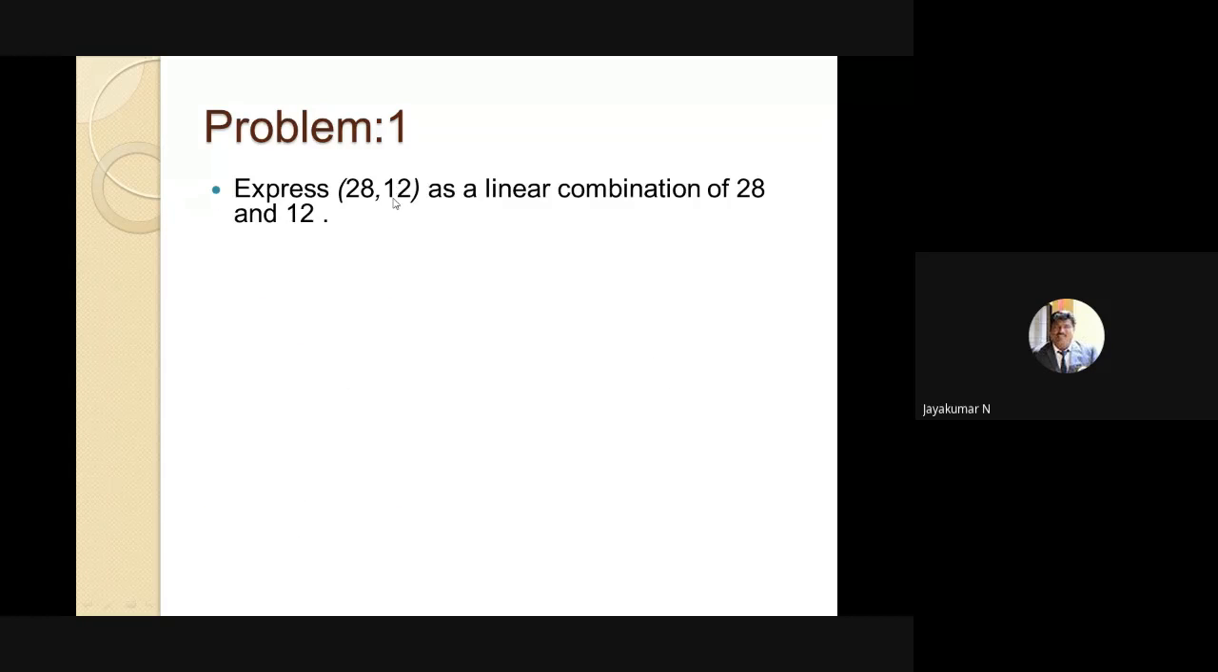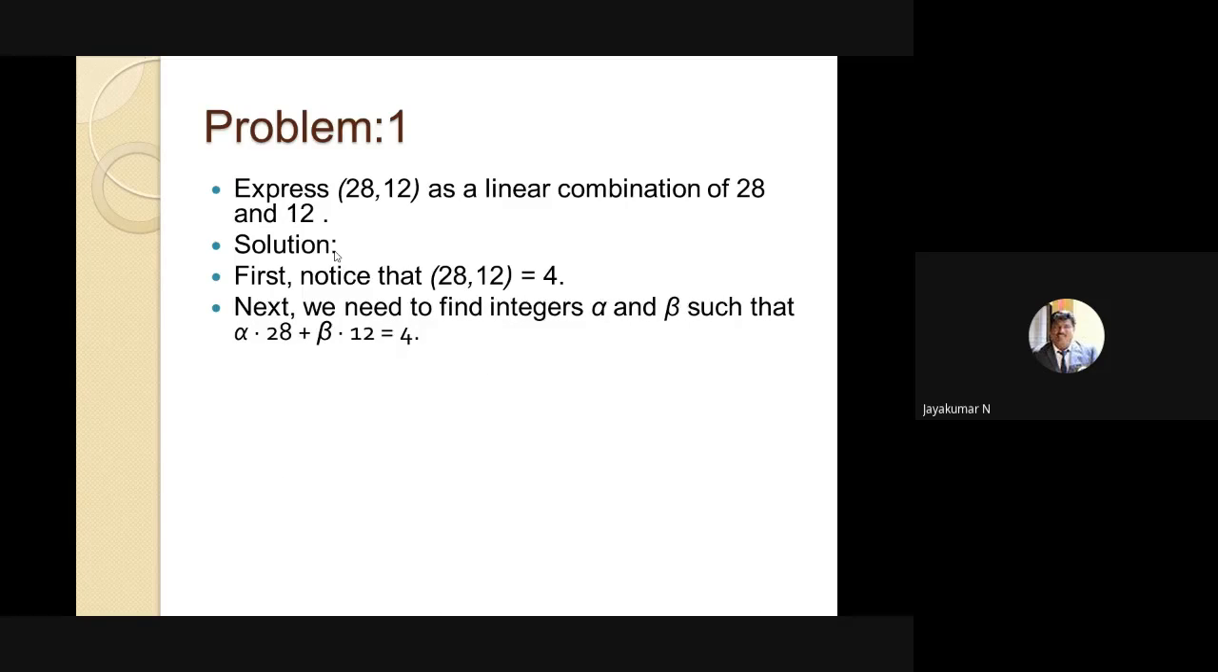Express the GCD of 28 comma 12 as a linear combination of 28 and 12. By using the previous theorem, I can express the GCD of 28 and 12 as a linear combination of 28 and 12. Solution: first notice that the GCD of 28 comma 12 is 4. Is it correct? Do you accept the GCD of 28 comma 12 is 4? Okay, good.